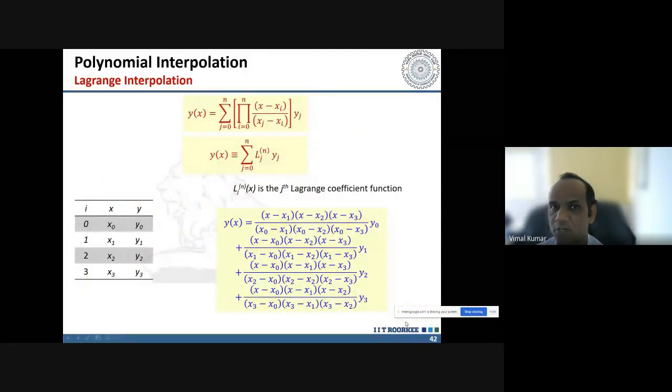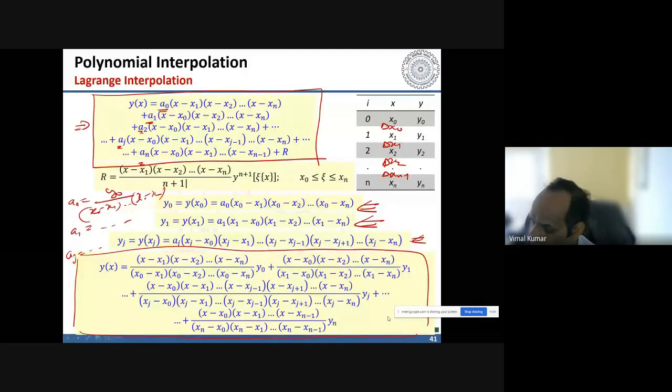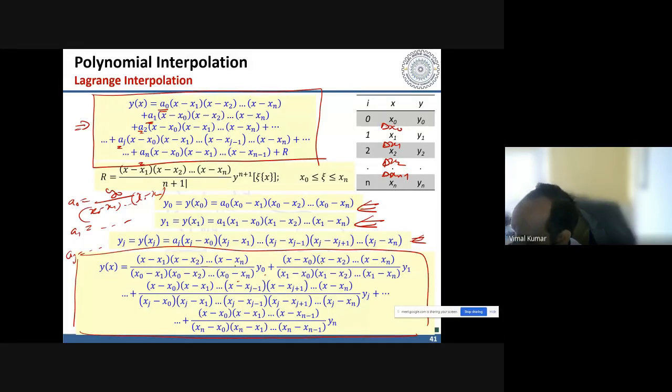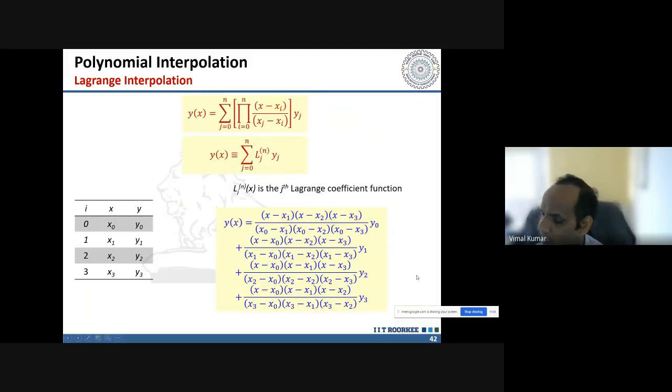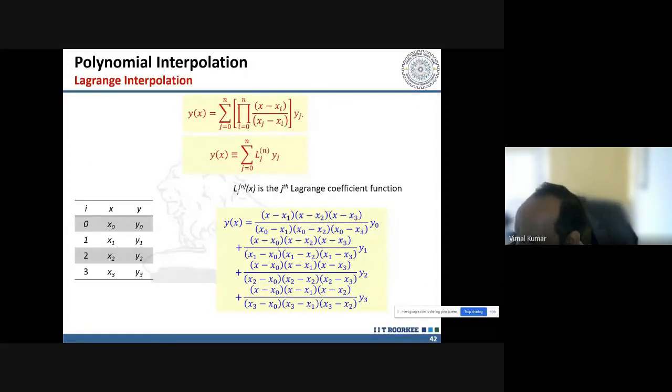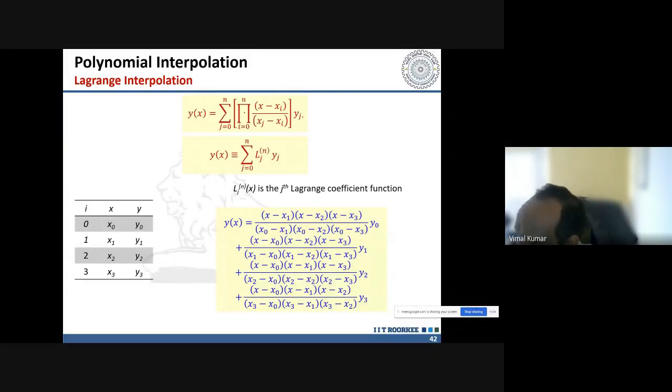You can see here the short form of that expression, because these are nothing but products of x terms and products of x terms into y0, plus products divided by products into y1. So in the shorter form we can write a summation of all the y's, and within that the product of x minus x divided by xj minus xi, with i equal to 0 to n, j equal to 0 to n. This is referred to as Lagrange interpolation of the order of n actually.